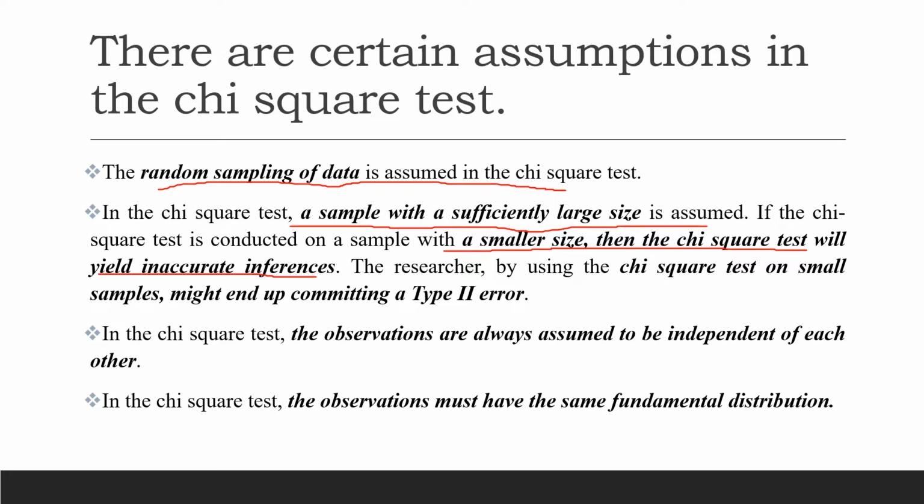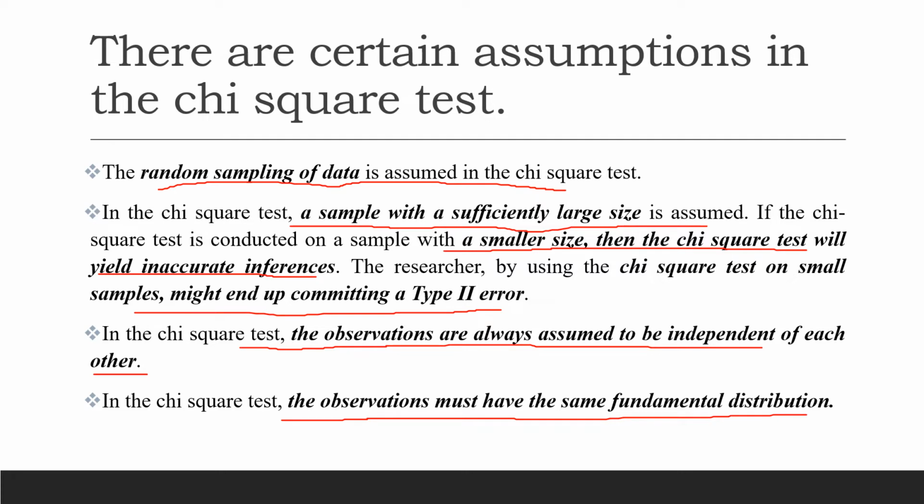A researcher using the chi-square test on a small sample might end up committing a type 2 error. I think all of you are aware of type 1 and type 2 errors. In a type 2 error, we accept the null hypothesis, but we should have rejected it. The next point is that in the chi-square test, the observations are always assumed to be independent of each other. So it's totally independent. And the third point, in the chi-square test the observations must have the same fundamental distribution. So these are the basic assumptions of the chi-square test.